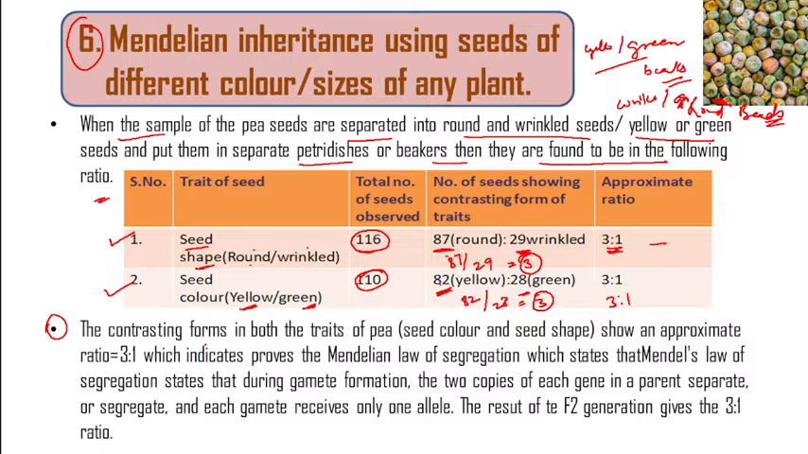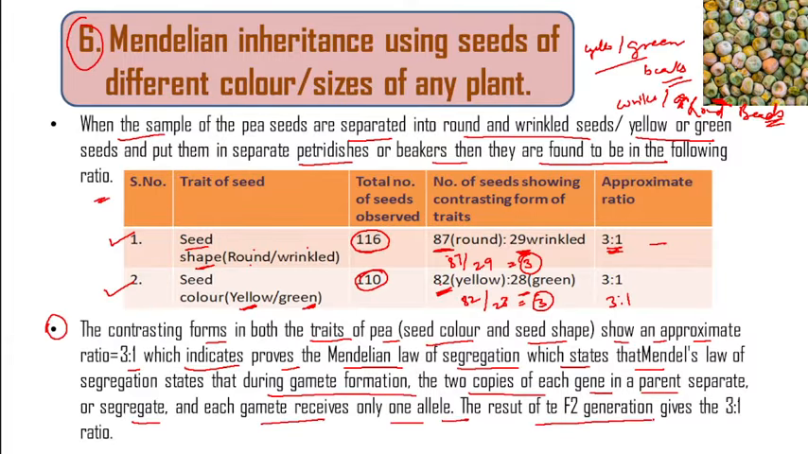What is the inference that would be drawn from this particular ratio? You're going to write that the contrasting forms in both the traits of pea, that is seed color and seed shape, show an approximate ratio of 3:1, which proves the Mendelian law of segregation, which states that during gamete formation, the two copies of each gene in a parent separate or segregate, and each gamete receives only one allele. The result of the F2 generation gives the 3:1 ratio.